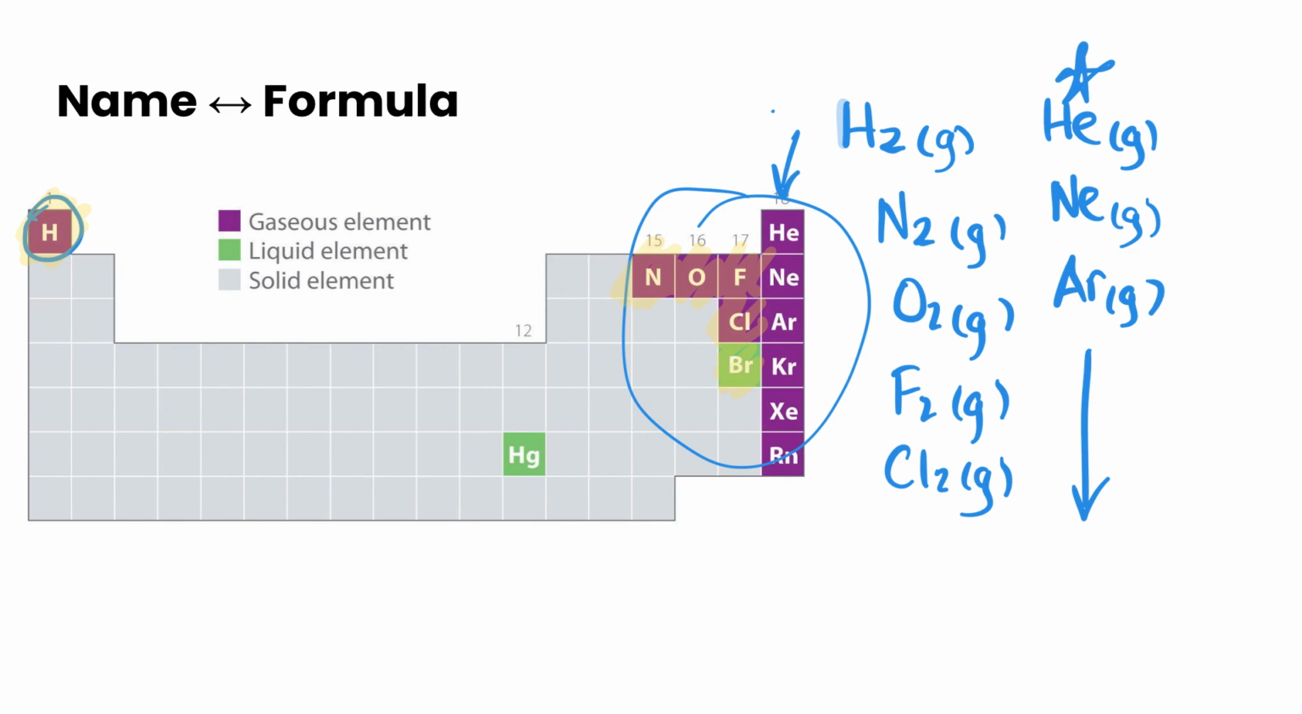In terms of writing out the name, if it was H2 gas, we'd say hydrogen, and then we're going to put the word gas afterwards. Okay, so it's just the element name followed by the word gas. So helium gas, neon gas, argon gas, and so on and so forth. Pretty easy to come up with a name and the formulas for gases then. You just have to be careful about which ones are diatomic and which ones are not.